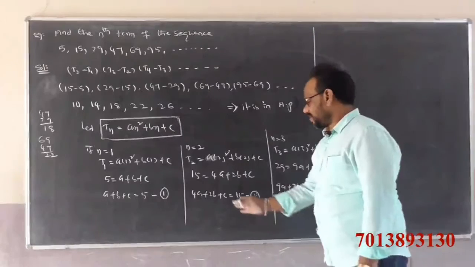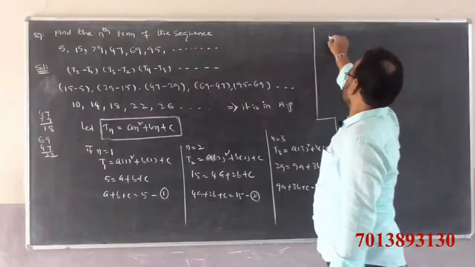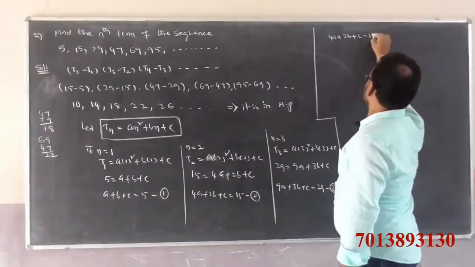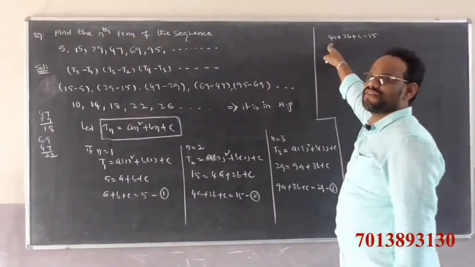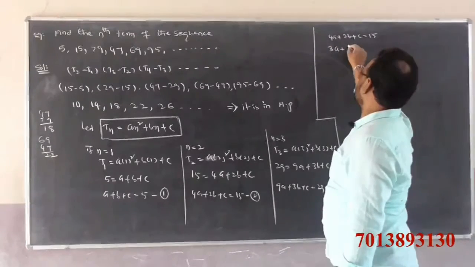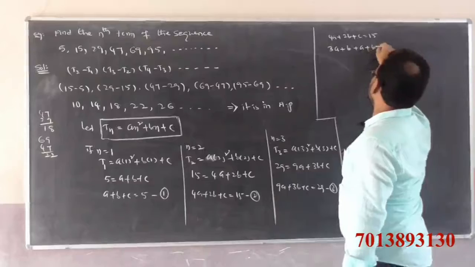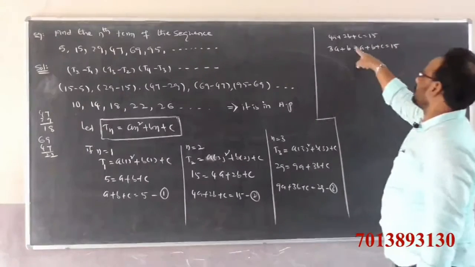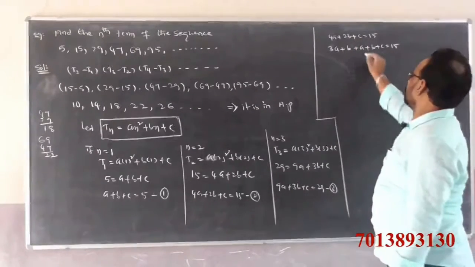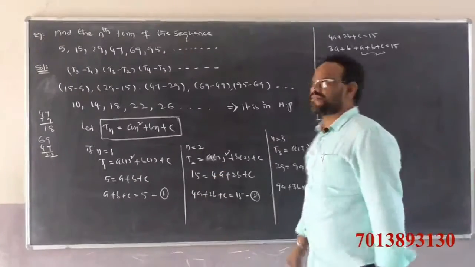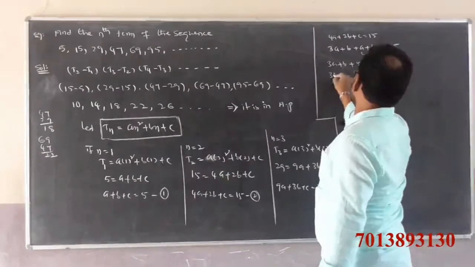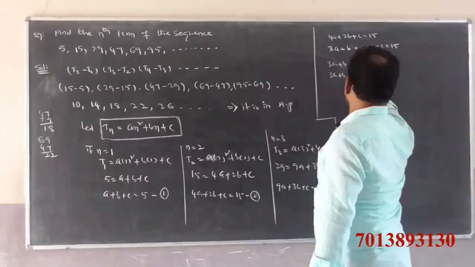A plus B plus C equals 5. Take the second equation, 4A plus 2B plus C equals 15. 4A can be written as 3A plus A, and 2B as B plus B. So this can be written as 3A plus A plus B plus B plus C equals 15. Clearly, A plus B plus C is 5. Substitute here, 3A plus B plus 5 equals 15. 3A plus B equals 10. This is equation number 4.